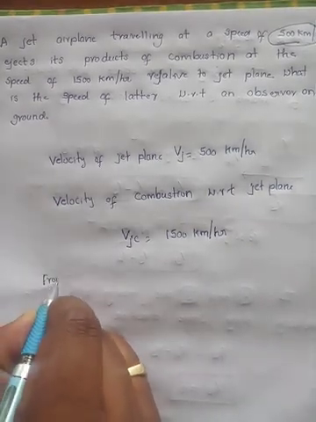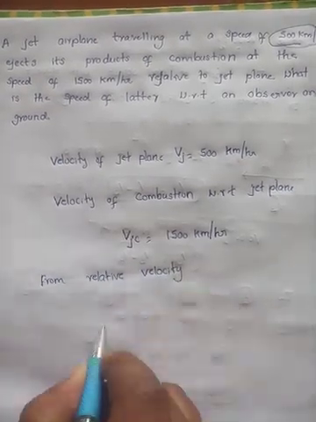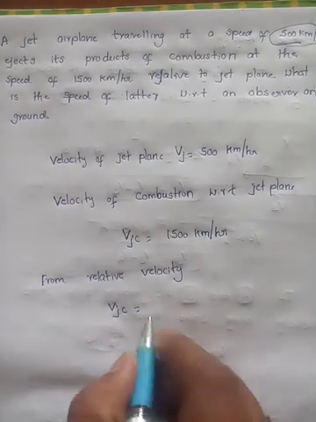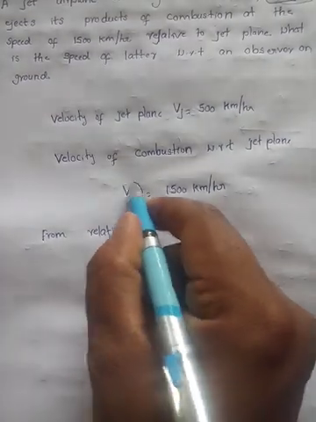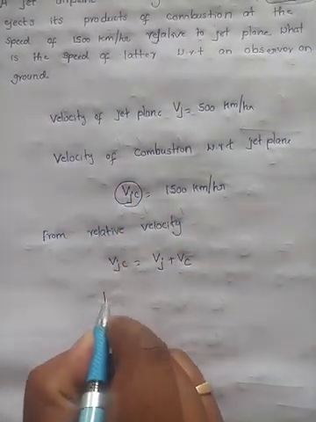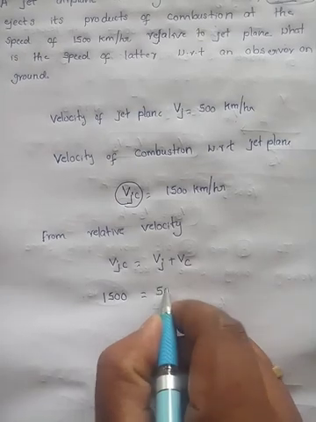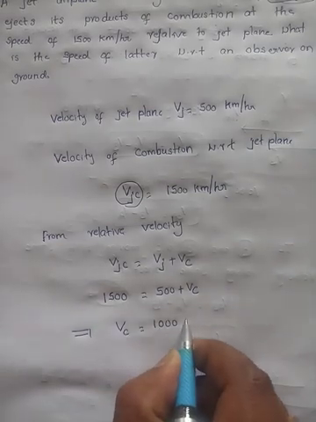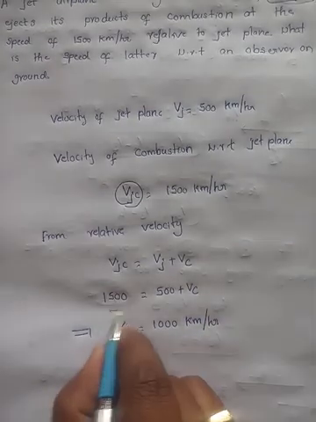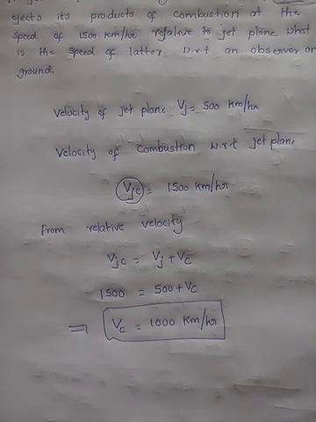So we can write from relative velocity: VJC, because both are moving in opposite directions, is VJ plus VC. VJC means the velocity of jet with respect to the combustion, or velocity of combustion with respect to jet, which is 1500. As given, the velocity of jet is 500, plus the velocity of combustion, and the velocity of combustion, or the latter, equals 1000 kilometer per hour. So this is the velocity of combustion. This is the way to calculate relative velocity. Understood? Next one, same question, same concept.